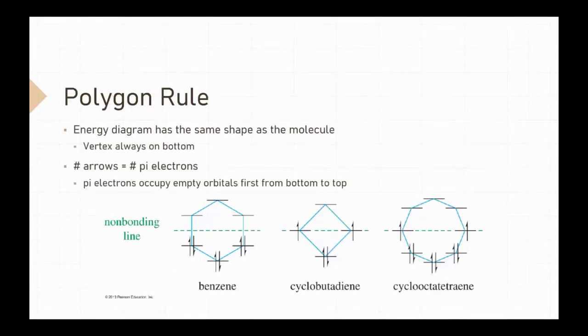So yeah, the vertex is always on the bottom, as you can see over here. The number of arrows is the number of pi electrons you have, and they always occupy empty orbitals first. In the middle, you have cyclobutadiene. You fill up the bottom one, we have 4 pi electrons, so we have 2 more. One goes in the left, one goes in the right. And that's how you define your HOMO-LUMO on cyclic structures.